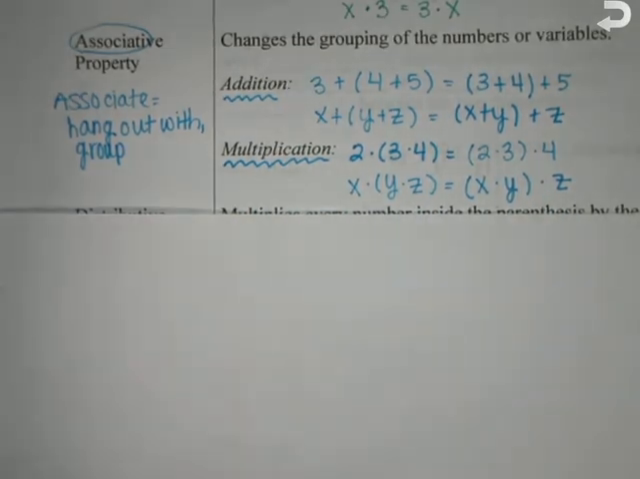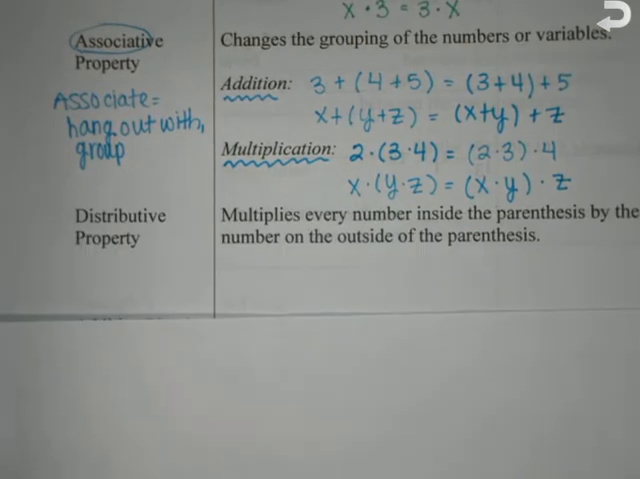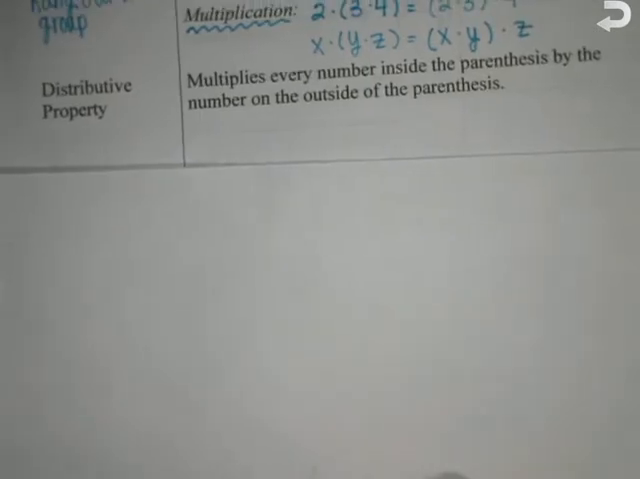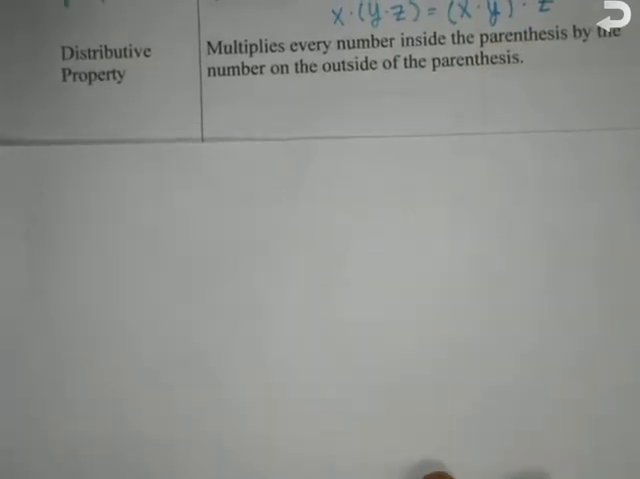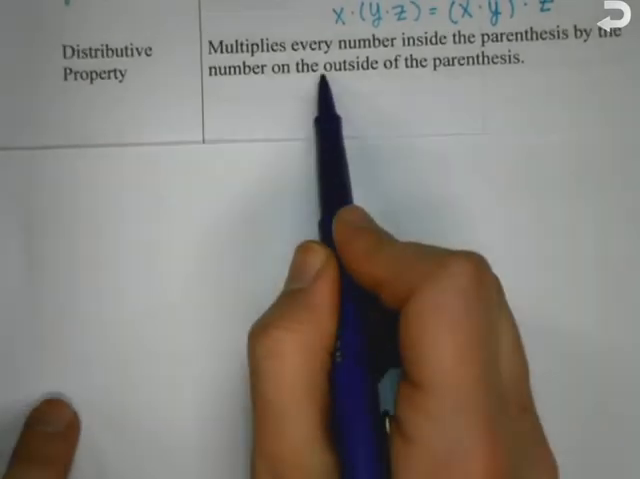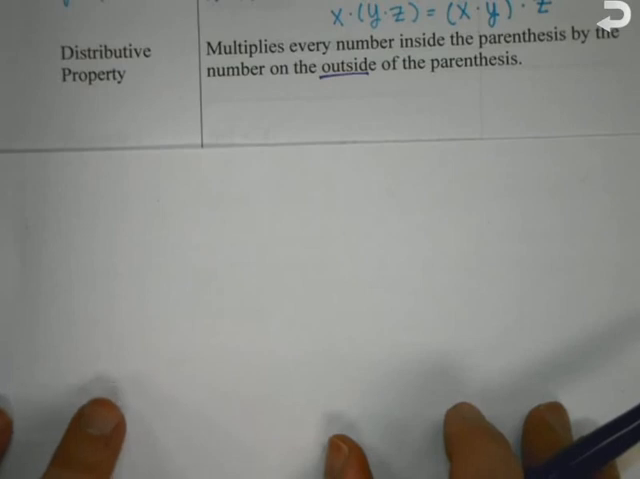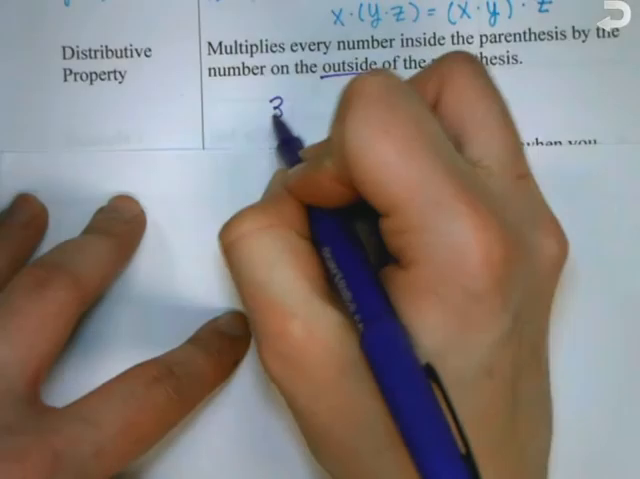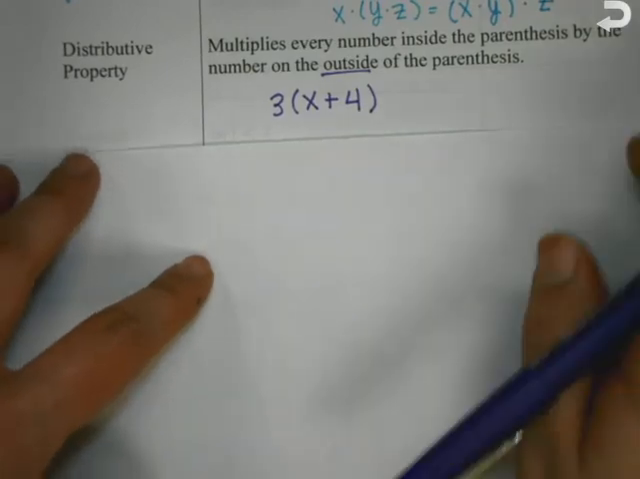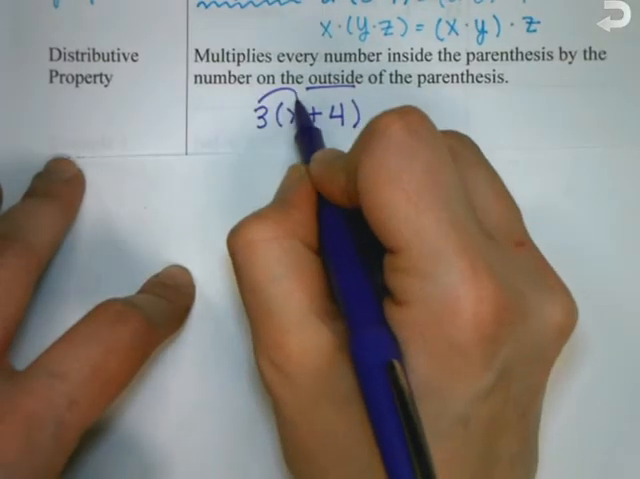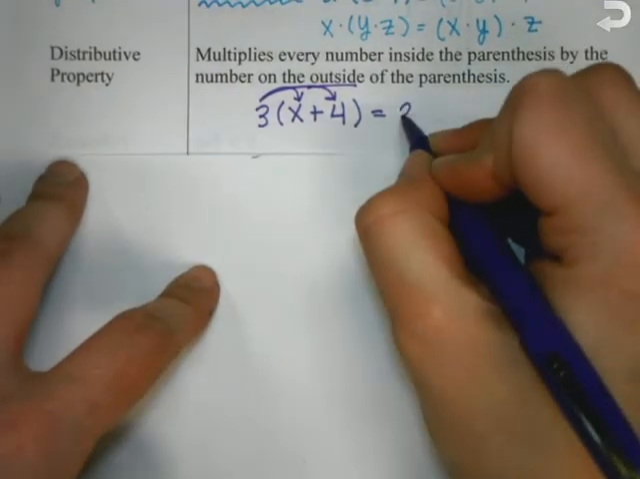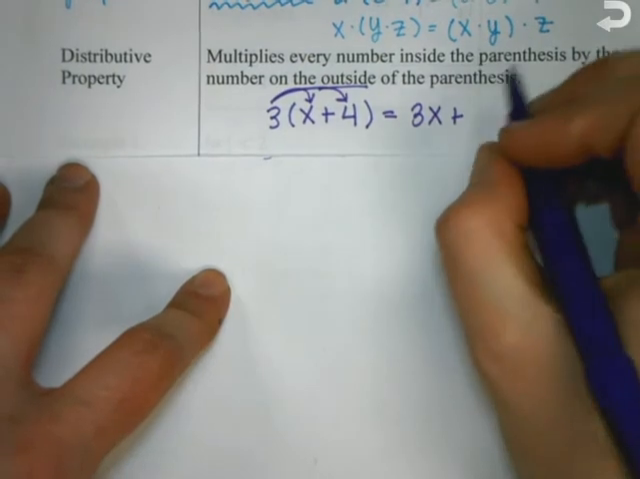Our favorite property, distributive property. Don't you guys like distributive? The distributive property multiplies every number inside the parentheses by the number on the outside of the parentheses. So, what if I have 3 times (x plus 4)? I'm using distributive property, so that means I carry the 3 into the parentheses. 3 times x gives me 3x plus 3 times 4? 12.